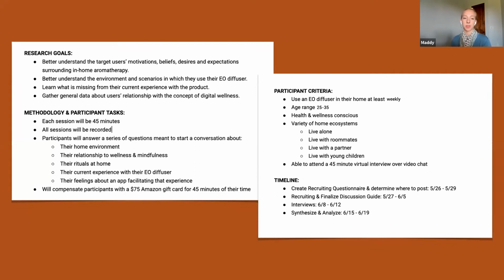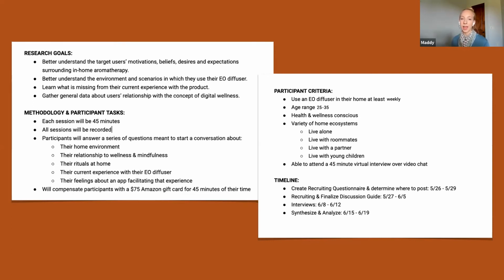And then let's move on to methodology and participant tech. So figure out exactly how long the session should be. I determined mine should be 45 minutes. Should they be recorded? And then here you can start to think about the specific topics. So for me, first I wanted to start by talking about their home environment, then their relationship to wellness and mindfulness, the rituals that happen in their home, their current experience with an essential oil diffuser, and their feelings about an app facilitating that experience. So high level topics here, followed by how you will choose which participants are important.